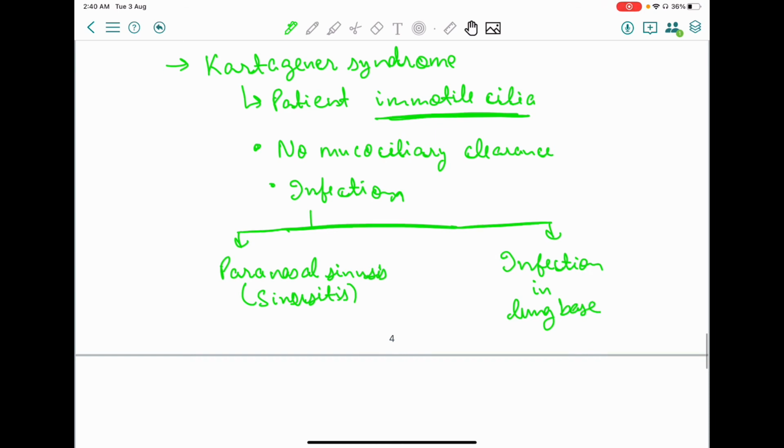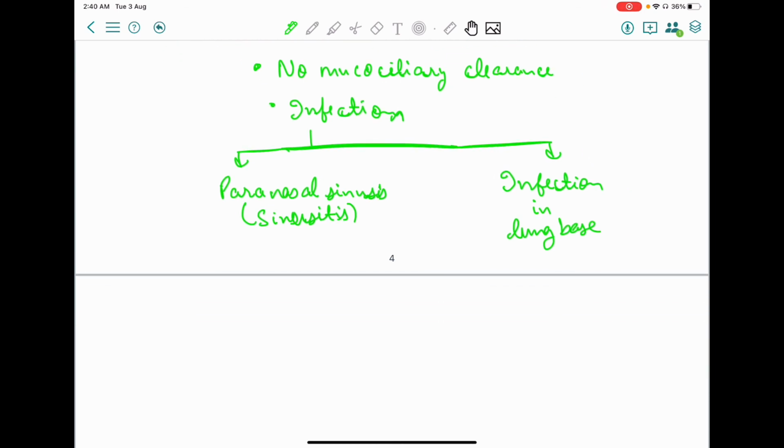And what will it be called? It will be called bronchiectasis. So this is called bronchiectasis, as we have heard. You might have heard a lot about bronchiectasis.